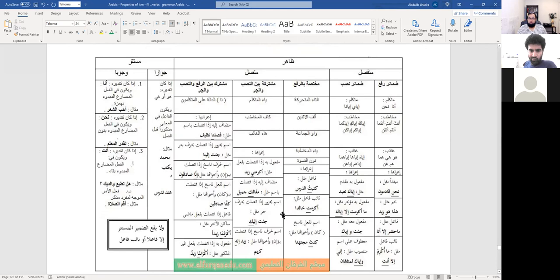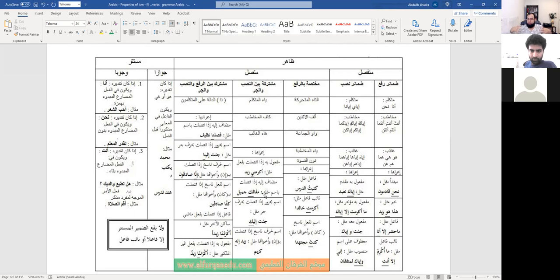What are those three pronouns that could come in the position of جر and could come in the position of نصب? ياء المتكلم, ya of the speaker. كاف المخاطب, kaf of the addressee. هاء الغائب, ha of the third person. So it's very easy to remember: speaker, addressee, absent. First person, ya. For the second person, we use a kaf. For the third person, we use a ha. Tamam?